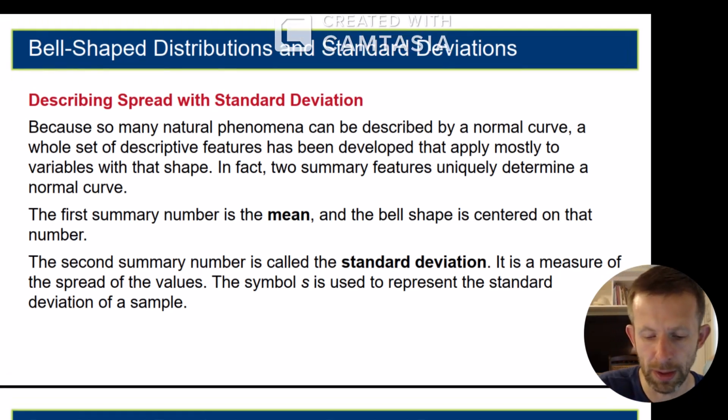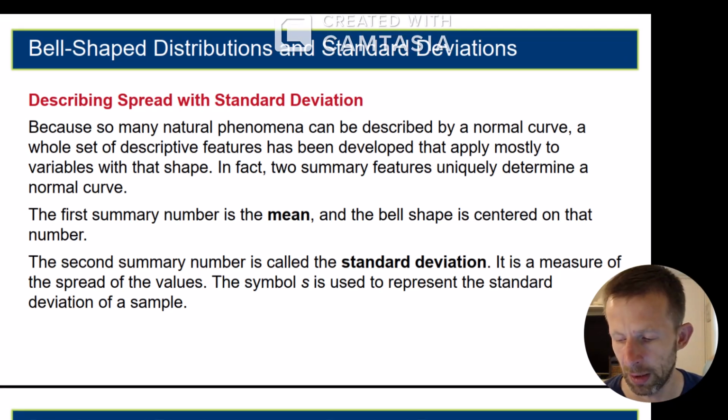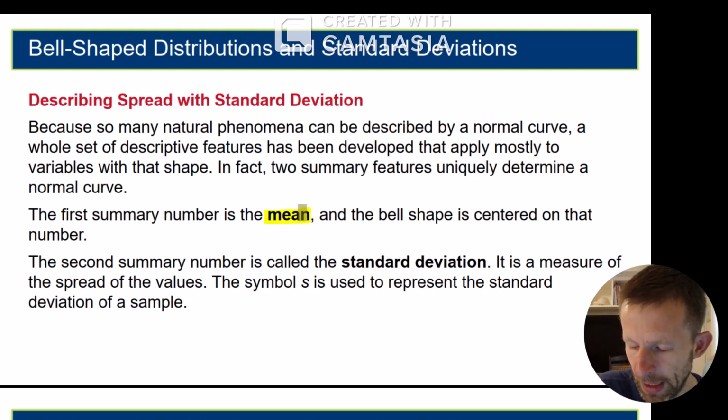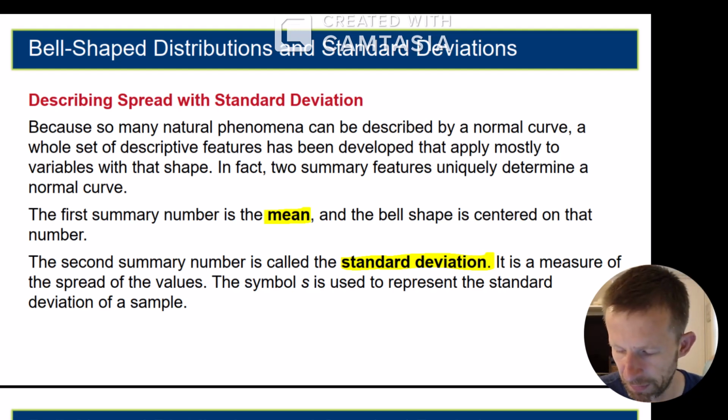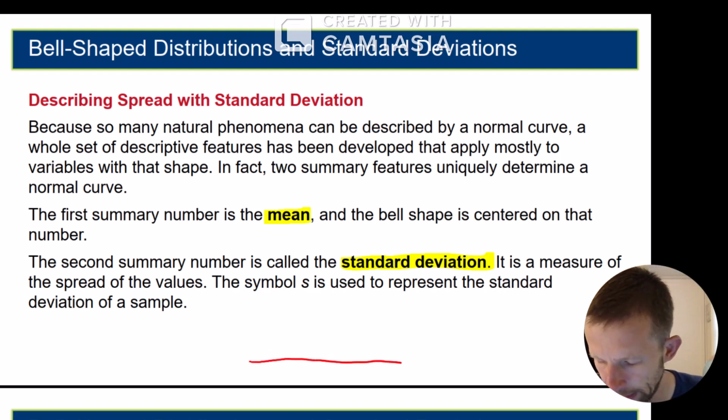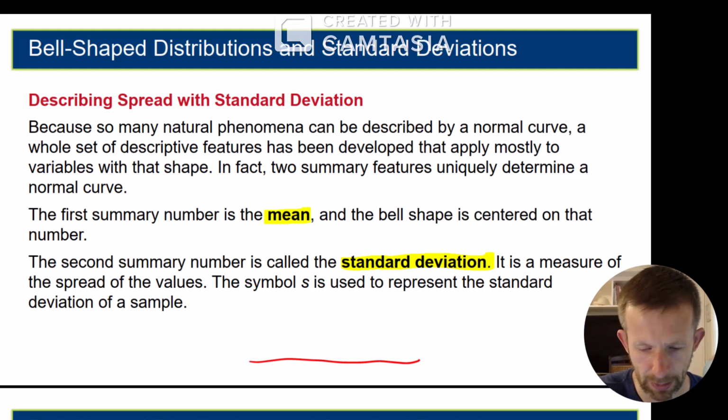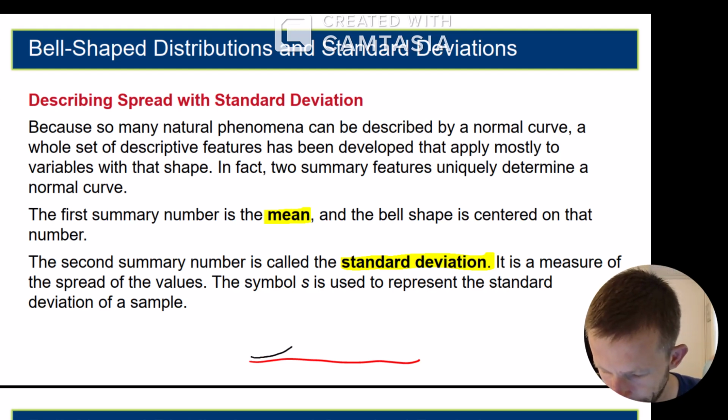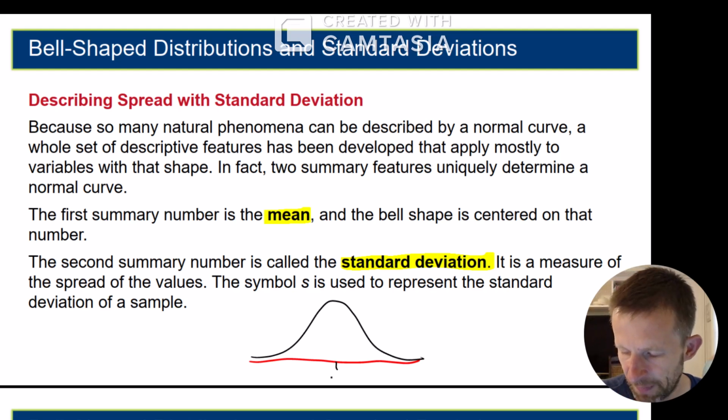Now, there are a number of phenomena that occur in nature that follow this distribution, and we can describe that using a mean and a standard deviation. So any sort of bell-shaped curve is centered at some value. Let's call it the mean.